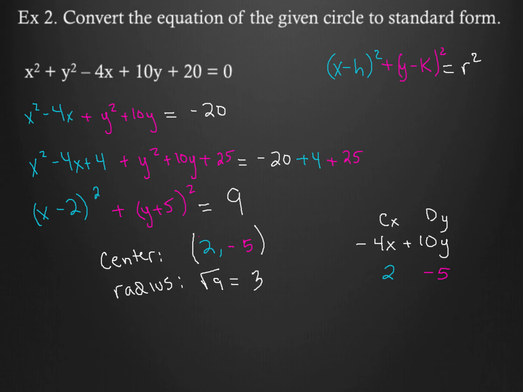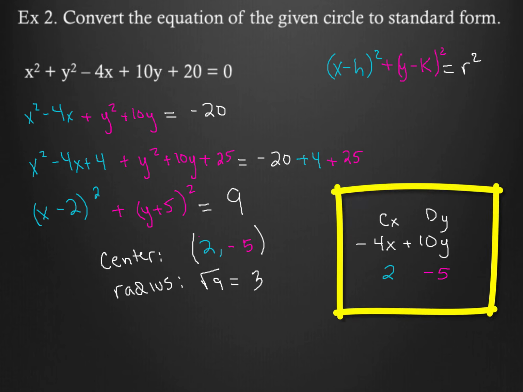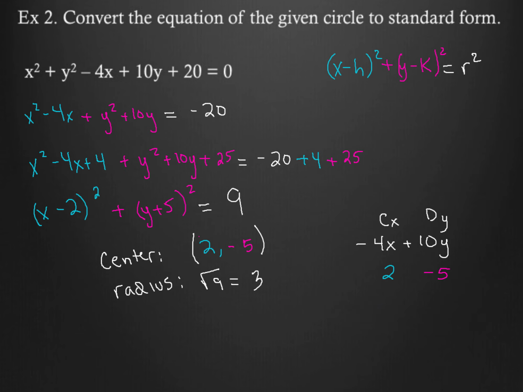Now with that equation, let's check out our cx and dy terms from our original starting equation from the problem, and let's see if that pattern holds that you think you saw before. So we have the negative 4x plus 10y. Our center is at 2, negative 5. Is that pattern the same one you thought you saw before? I bet it is. By now, I think you got this pattern down.